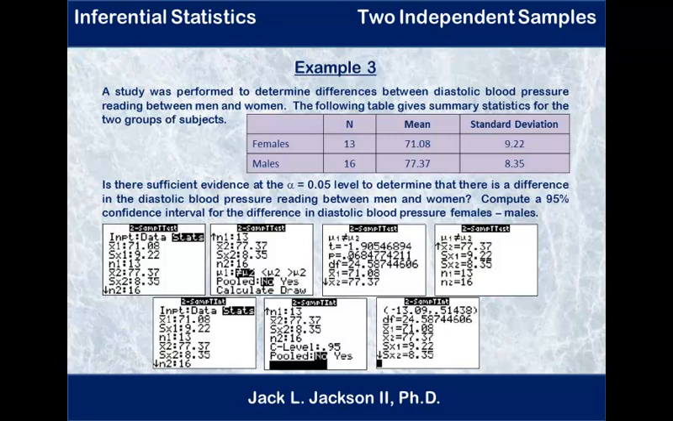Now, of course, if we'd chosen a different alpha level, we might have got a different conclusion. For example, with an alpha level of 0.1, we would have had p less than alpha, and we would have reached the conclusion that there is a significant difference at that level of significance.